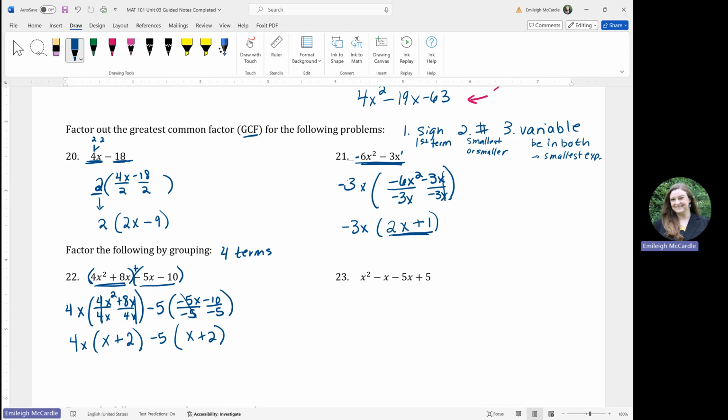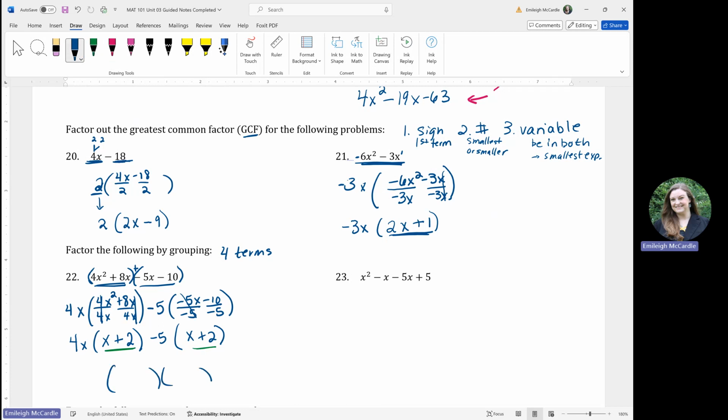And right here is where I really love grouping. Like, I didn't get to see that until college, and I was amazed. And I always am, because I think it's just really cool how this works out. You may notice there's something in common here, and that is this x plus 2 that's in both terms. So at this point, we can actually go straight to the answer.